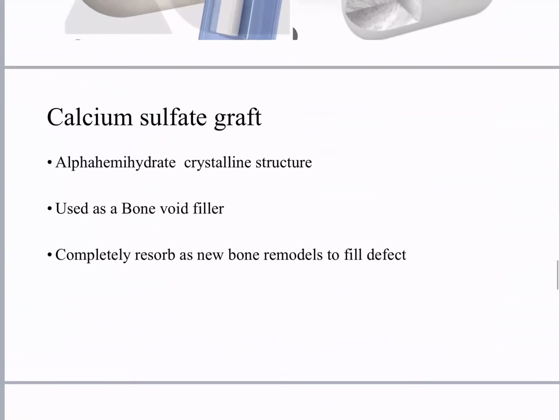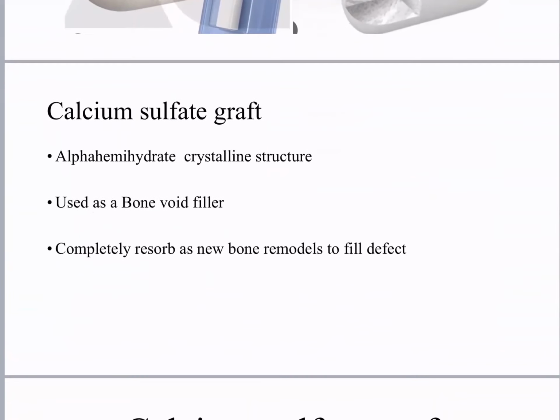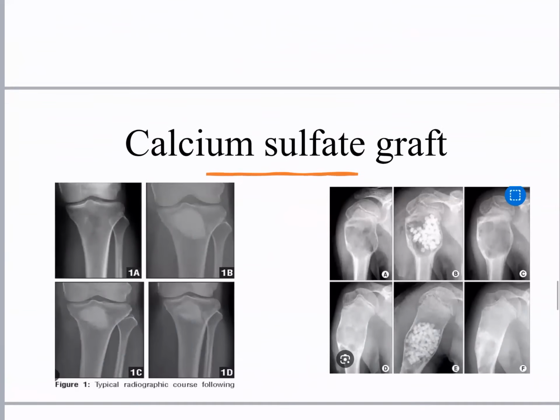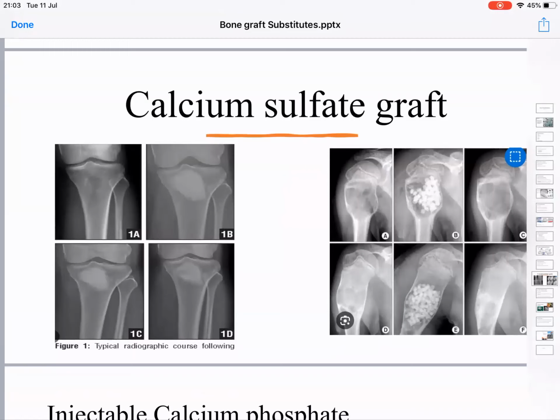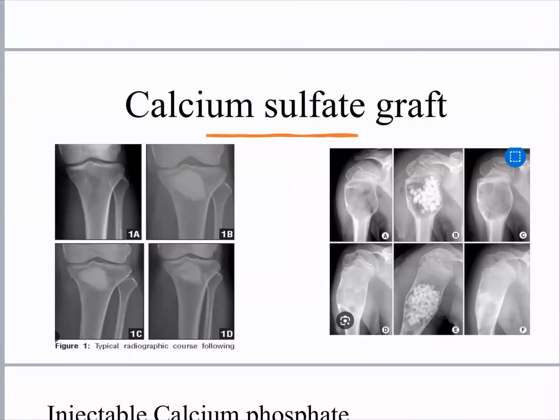A calcium sulfate graft has an alpha hemihydrate crystalline structure. We use it as a bone void filler. It's completely resorbed as new bone remodels to fill the defect. And here you can see that they've used it in lytic lesions of the bone, where it fills that void, and over time the bone completely resorbs it and refills it with new bone.